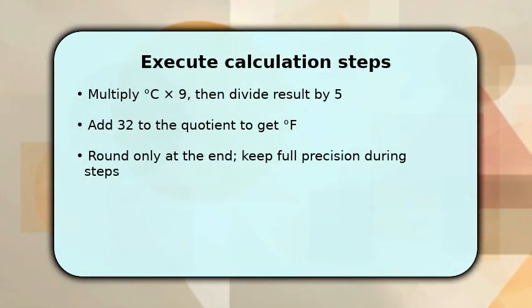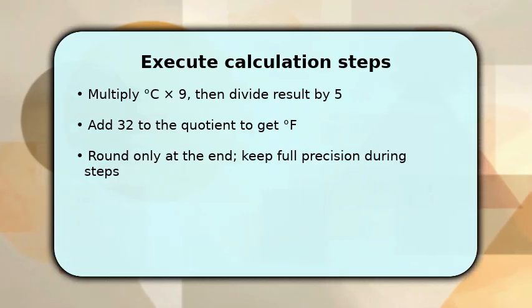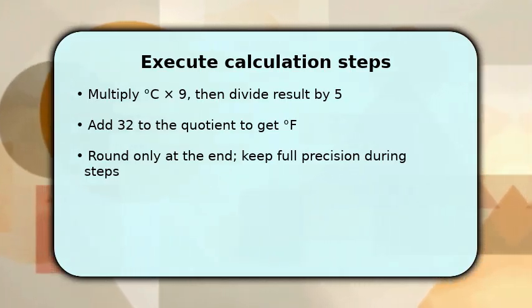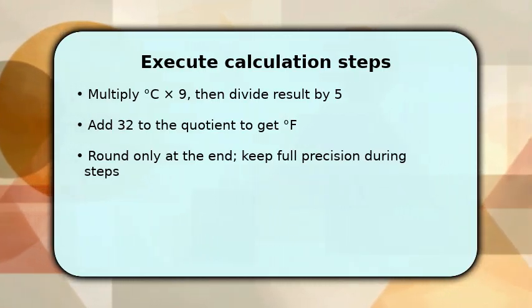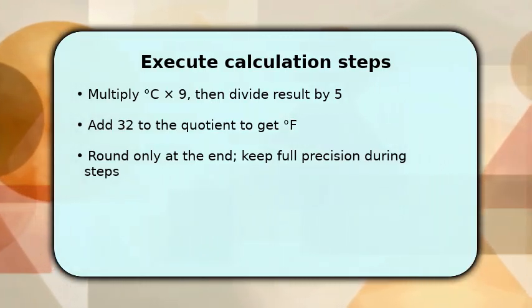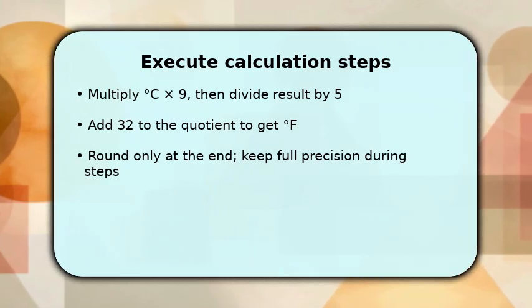Now you perform the arithmetic in order. Multiply the Celsius reading by 9 to scale the interval, then divide that intermediate product by 5 to complete the 9/5 factor. Once you have that quotient, add 32 to translate the 0 point. That gives you the temperature in Fahrenheit.